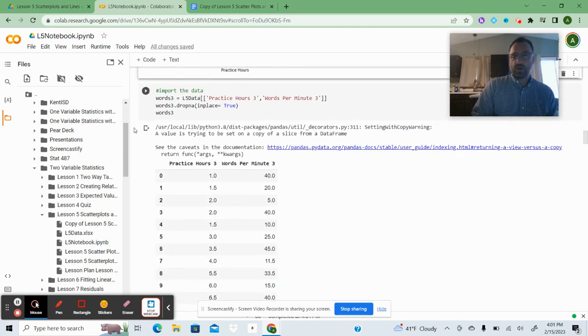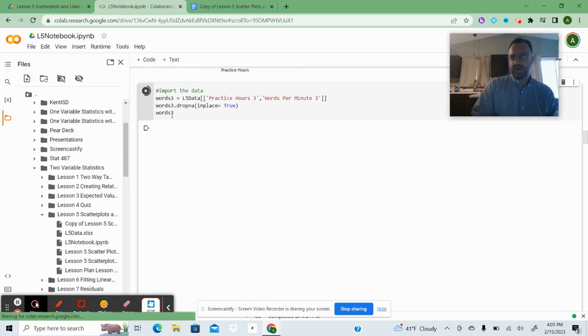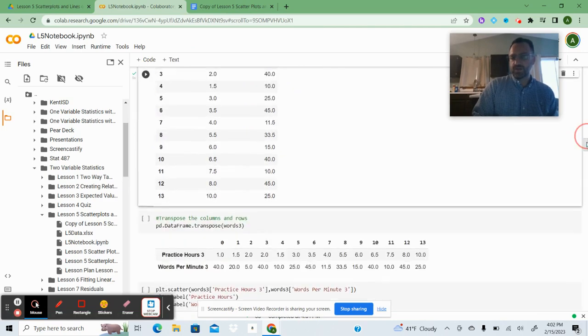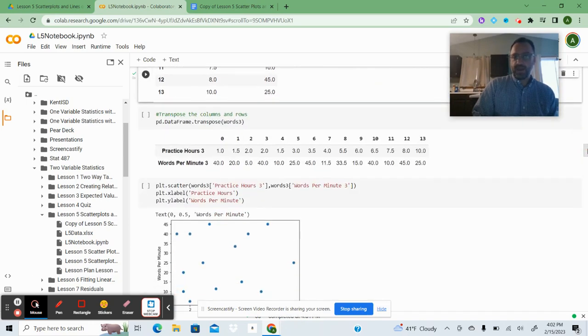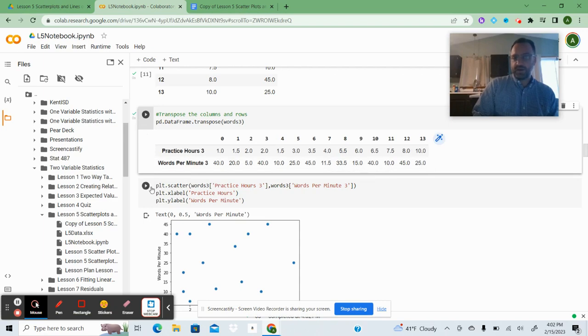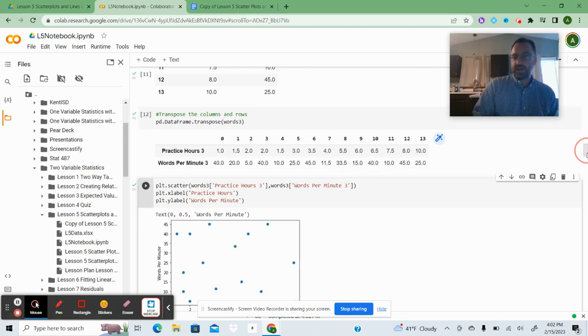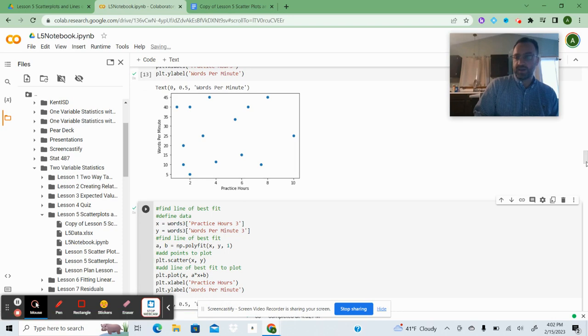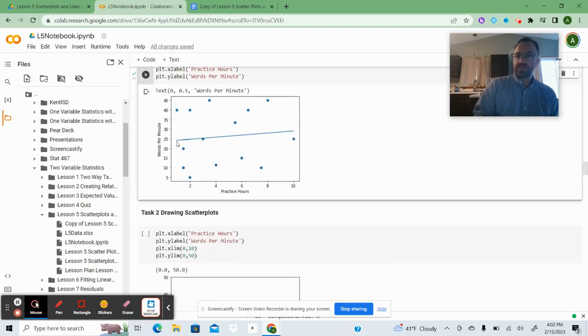So the next one, what we're going to do is practice hours 3. Then I did words 3, where I did the practice hours and the other ones. And then I did the transpose to make the table. This does the scatter plot, doing the X and Y does a scatter. And then here I did the words 3 of practice hours and the other part to fit in the line of best fit. Now, if you notice, this line of best fit has points that are very far away and it's hardly even going up. This is hardly any correlation or no correlation.